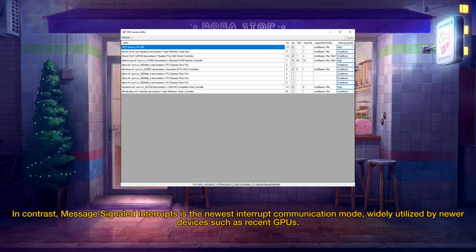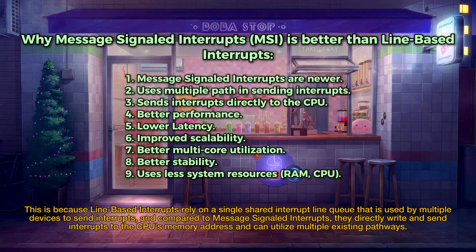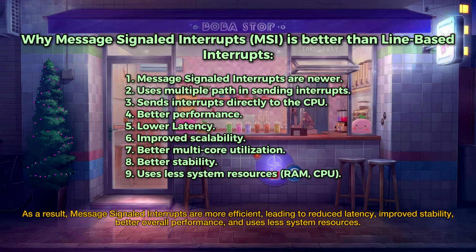In contrast, message-signaled interrupts is the newest interrupt communication mode, widely utilized by newer devices such as recent GPUs. Line-based interrupts are significantly slower than message-signaled interrupts. This is because line-based interrupts rely on a single shared interrupt line queue that is used by multiple devices to send interrupts, and compared to message-signaled interrupts, they directly write and send interrupts to the CPU's memory address and can utilize multiple existing pathways. As a result, message-signaled interrupts are more efficient, leading to reduced latency, improved stability, better overall performance, and uses less system resources.